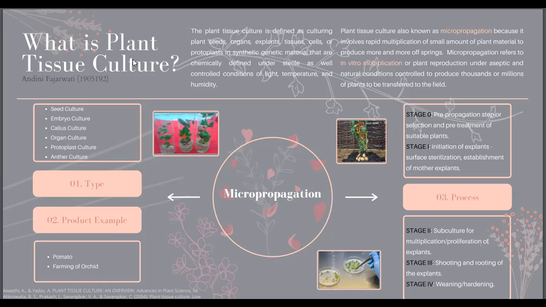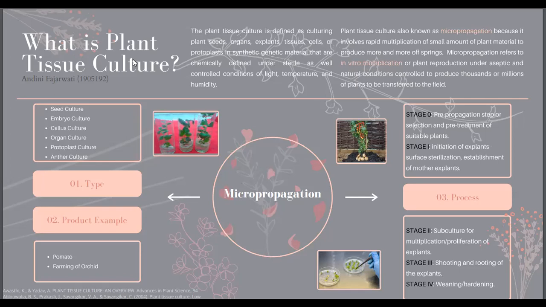Okay, so I think that would be the presentation for today. In conclusion, micropropagation is a process which involves rapid multiplication of a small amount of plant material to produce more and more offspring. Here it is implied to be in vitro multiplication, or plant reproduction under aseptic and natural conditions controlled to produce thousands or millions of plants to be transferred into the field.